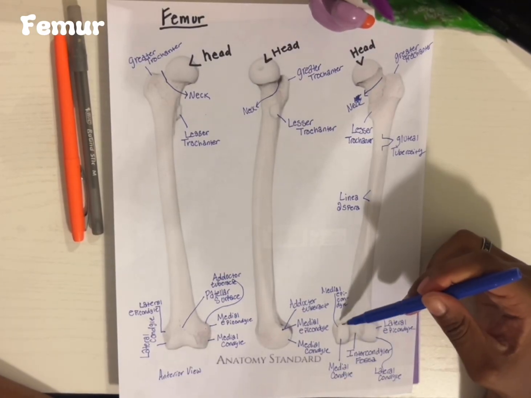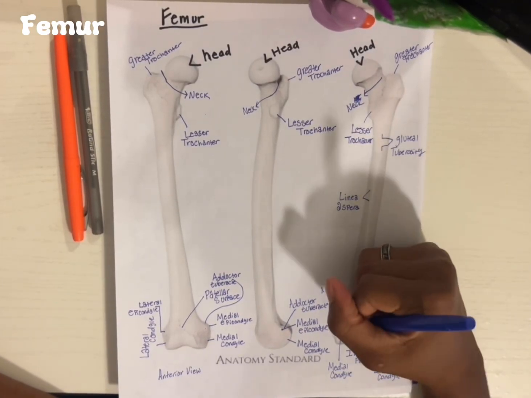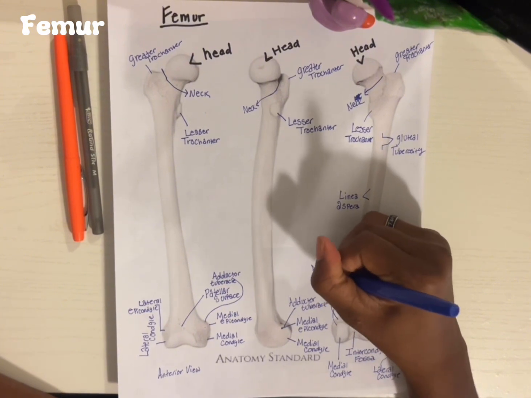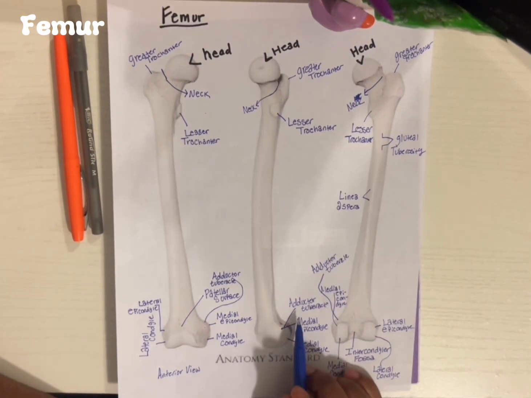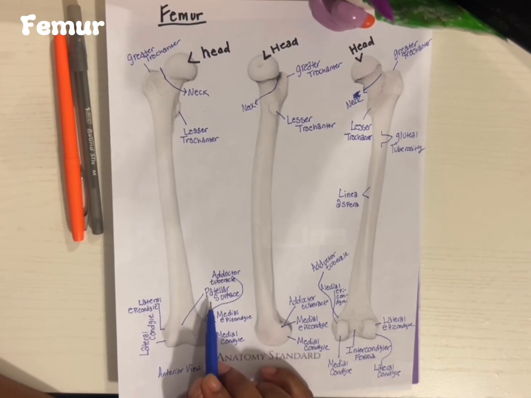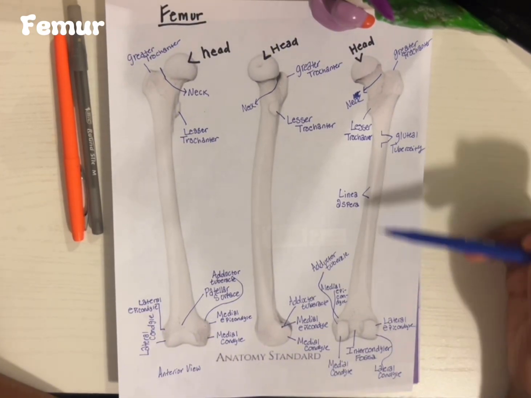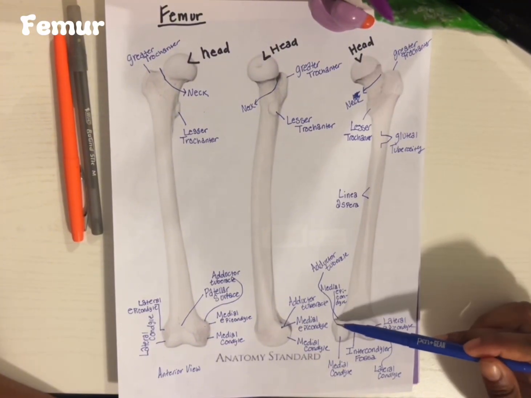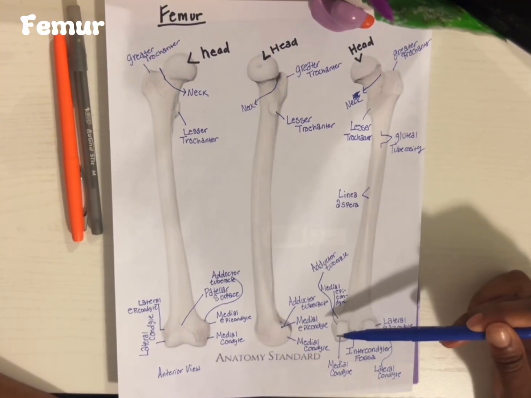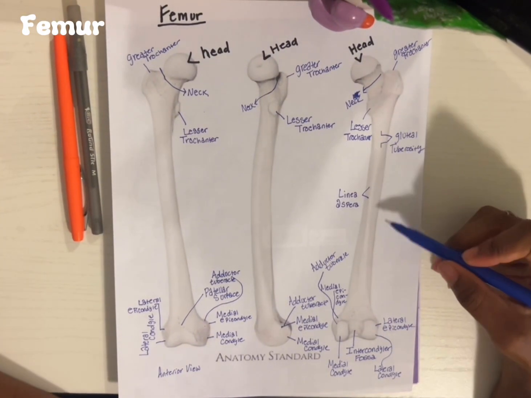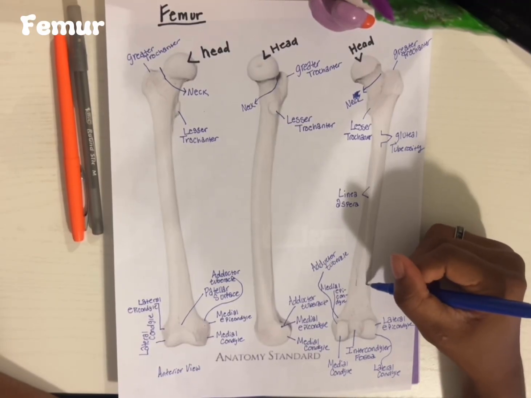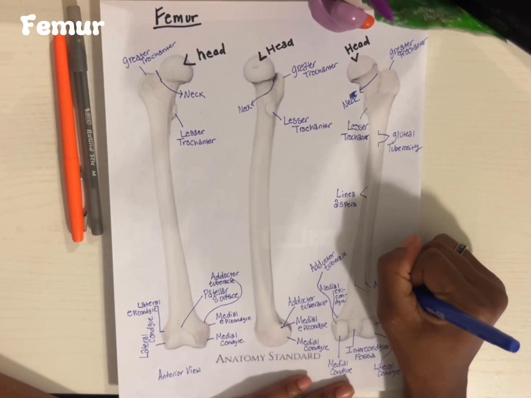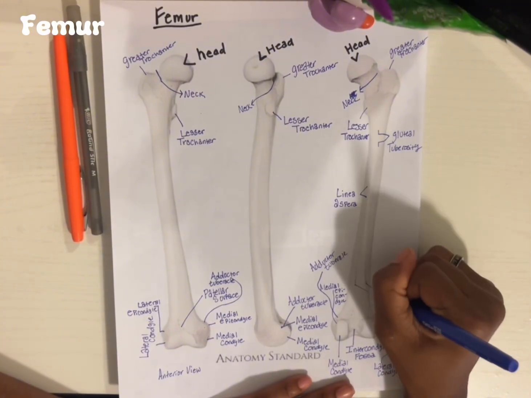And then right above your medial epicondyle is your adductor tubercle. As we saw right here, your adductor tubercle, right above the medial epicondyle. And on this posterior view, your adductor tubercle is located above the medial epicondyle.